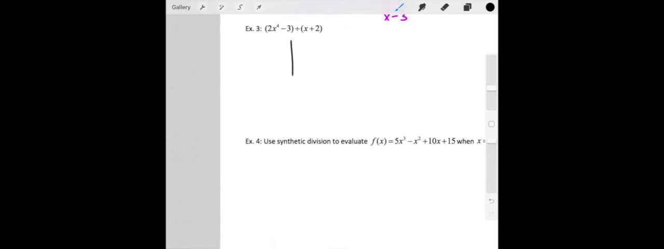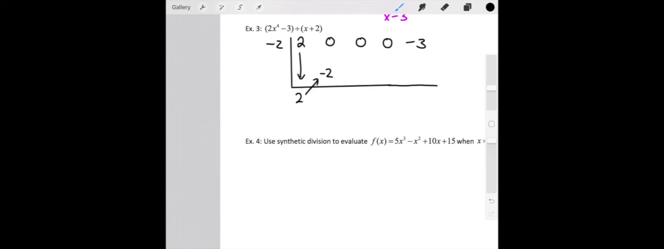This one here has a ton of missing terms. So we're going to have to account for the fact that we start with a 2, but then there's no x cubed, no x squared, no x term. So there's 3 zeros in those slots. Negative 2 goes on the outside because that's what x plus 2 equal to 0 is. And every time we're just bringing it down, multiplying, adding, multiplying, adding, multiplying, adding. So follow that pattern, and once you get to the very end, that's our remainder.